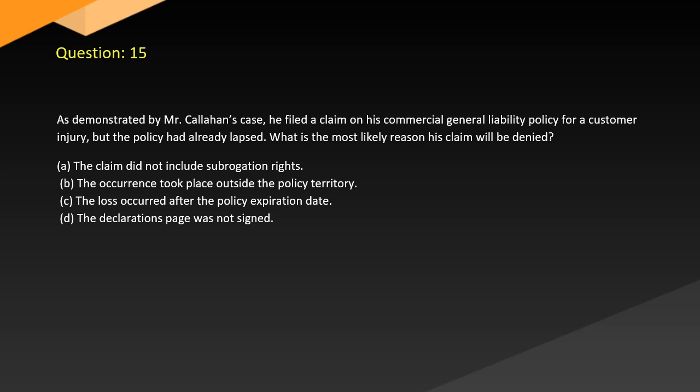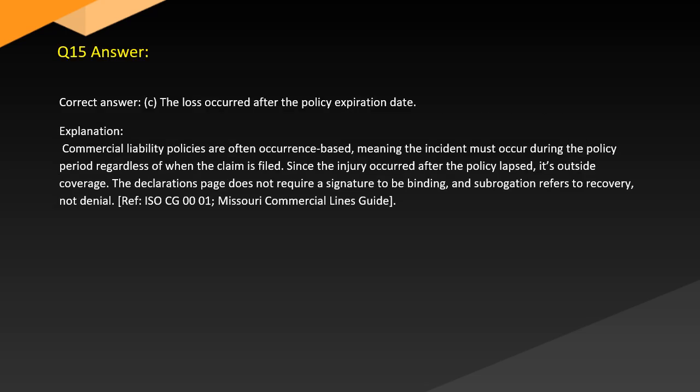Question 15. As demonstrated by Mr. Callahan's case, he filed a claim on his commercial general liability policy for customer injury, but the policy had already lapsed. What is the most likely reason his claim will be denied? A. The claim did not include subrogation rights. B. The occurrence took place outside the policy territory. C. The loss occurred after the policy expiration date. D. The declarations page was not signed.